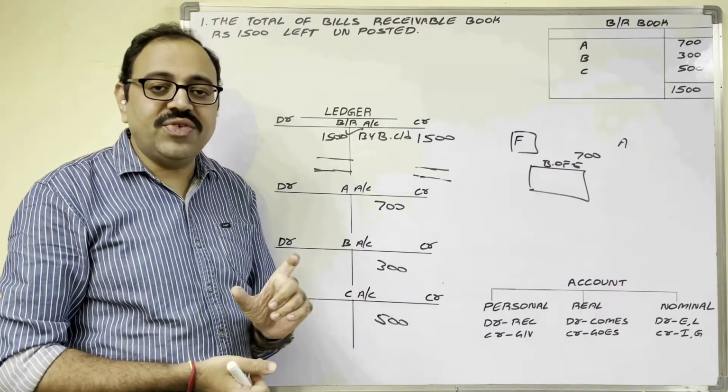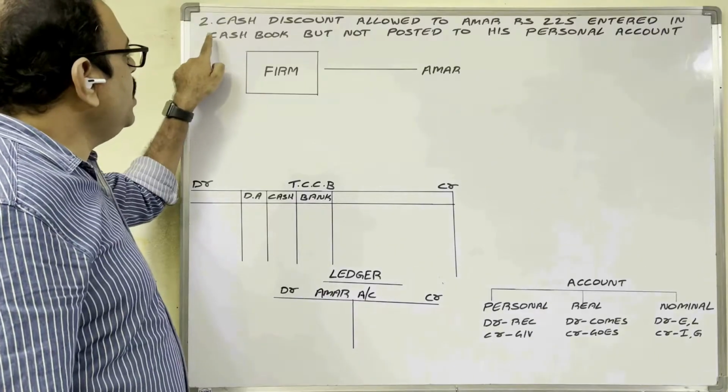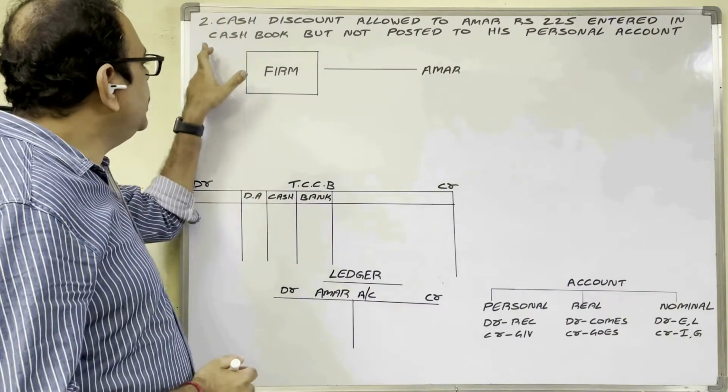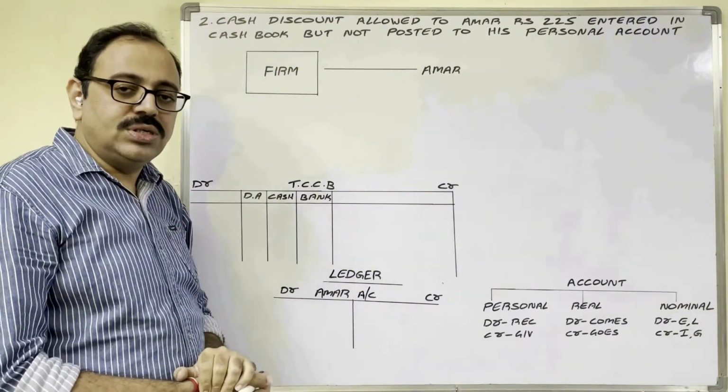Let us see how this entry appears in the journal proper. First entry: bills receivables account debtor to suspense account, 1500. Narration: being the error of omission rectified. Second point: cash discount allowed to Amar 225 rupees entered in cash book but not posted to his personal account.